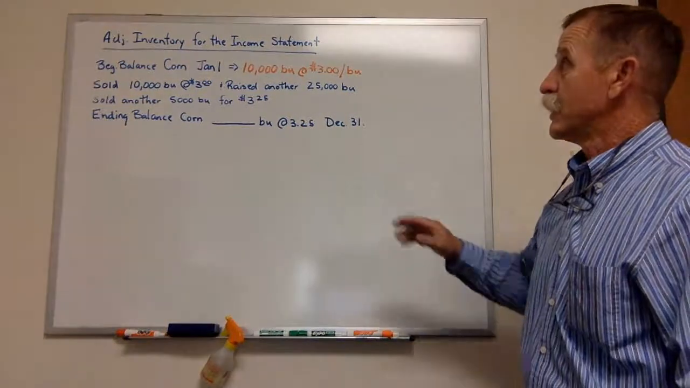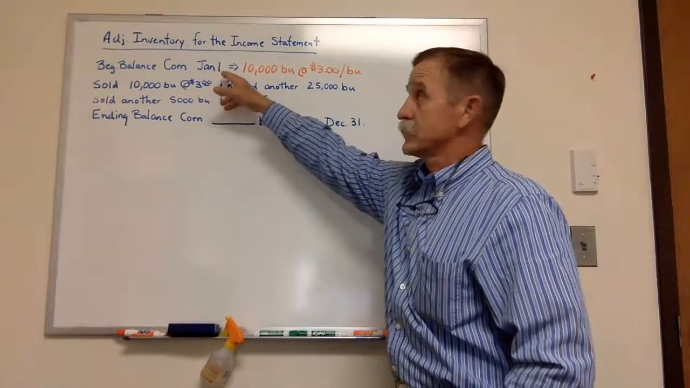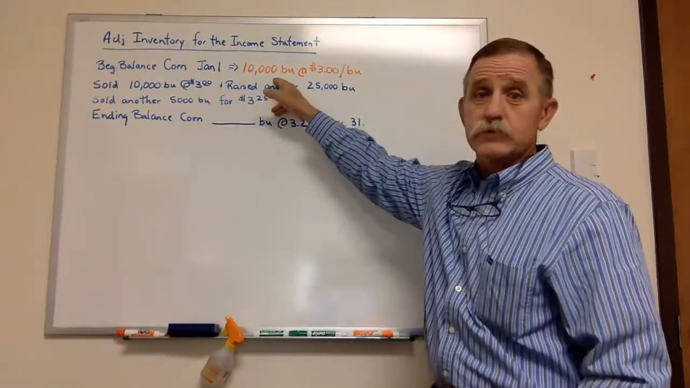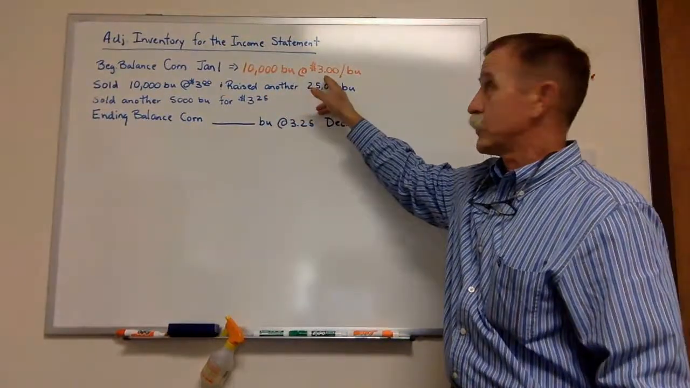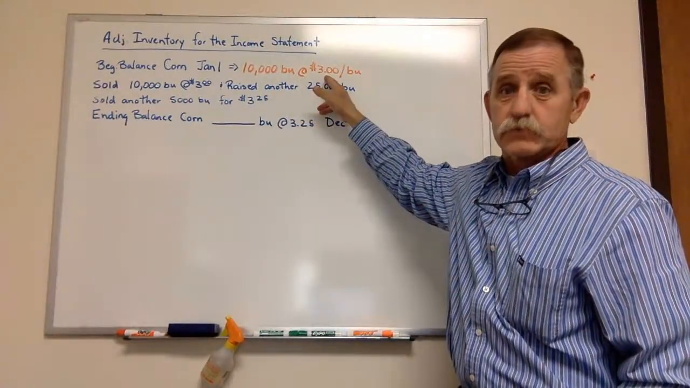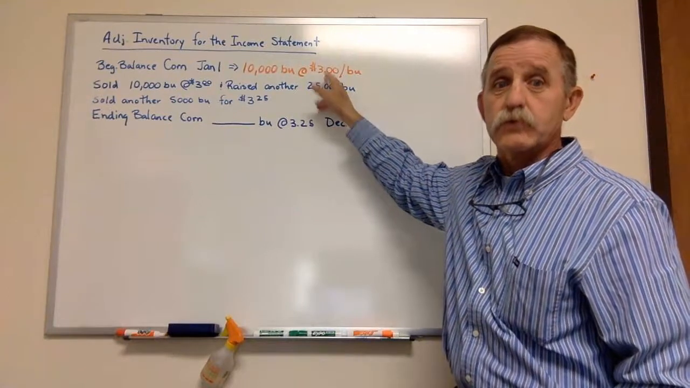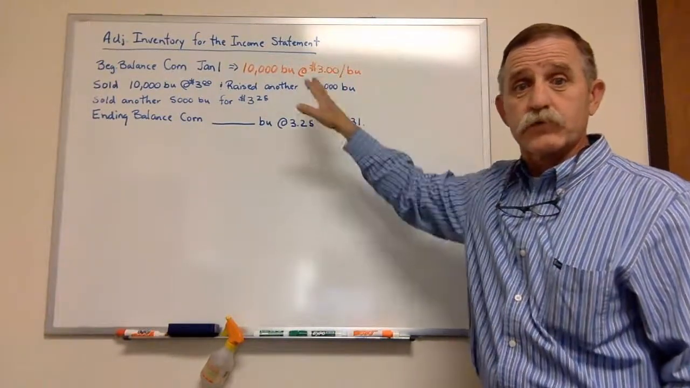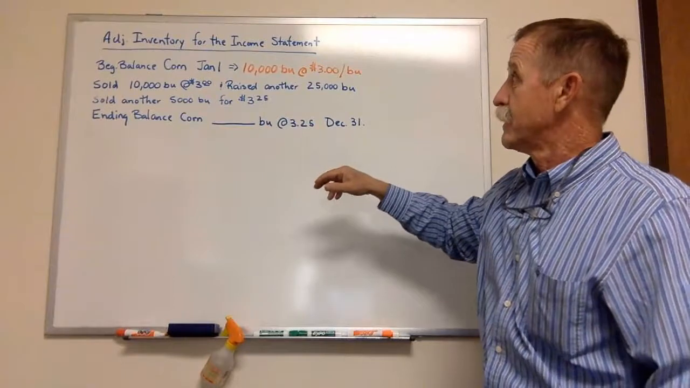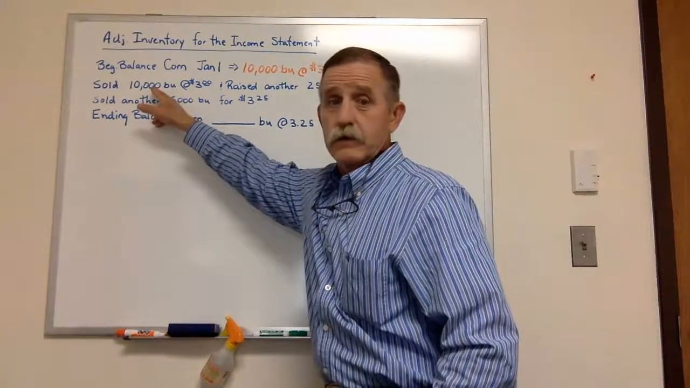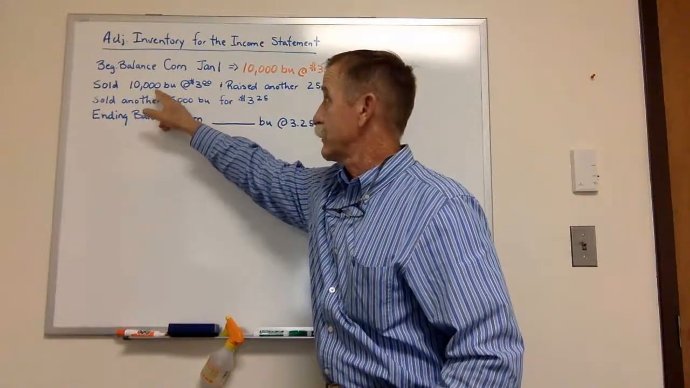So we wanted to actually show the difference and whether or not that would affect your income statement. So the beginning balance of corn on January 1st is 10,000 bushel, and at that time we could market it for $3 a bushel, okay? So you can do the math really quick. It's worth $30,000, okay?